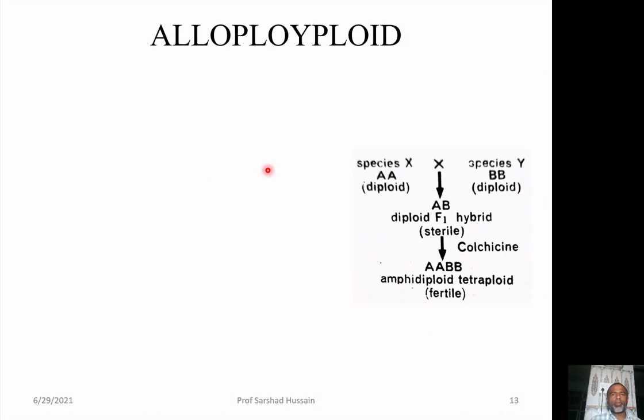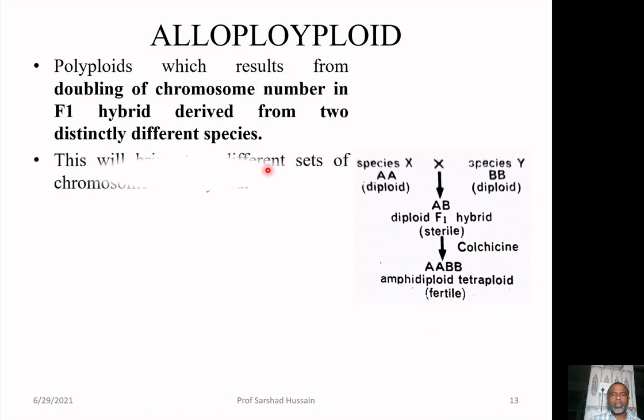Now, the second type of polyploidy is allopolyploidy. Allo means different. When a polyploid is formed by having the sets from two different species, it is called allopolyploid. For example, you have a species X and a species Y, represented by two different sets of chromosomes. Species X has set A and species Y has set B. Both are diploid, so A is present in double and B is also present in double.